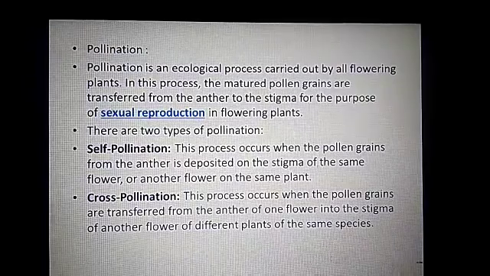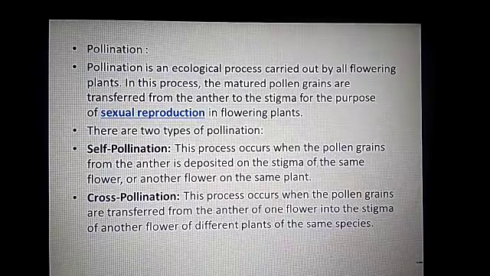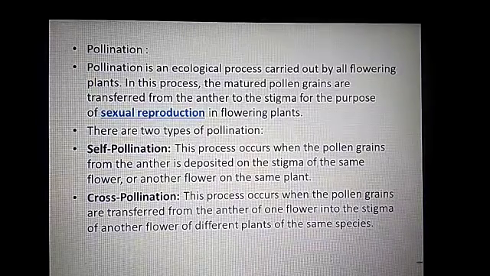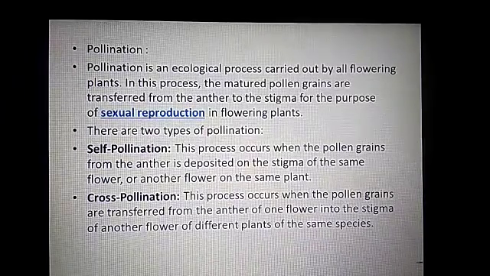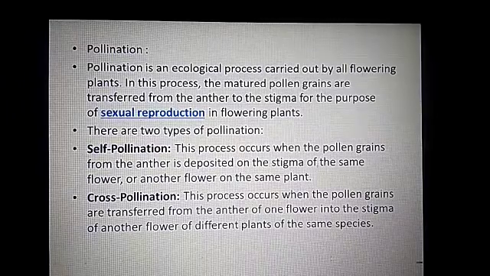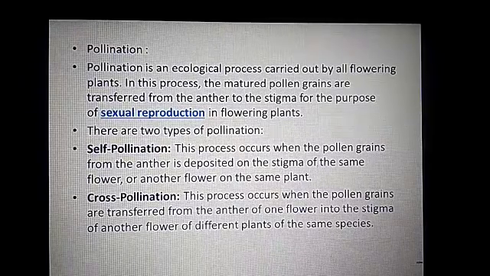There are two types of pollination. One is self-pollination and the other is cross-pollination. Self-pollination is one that occurs within the same flower.